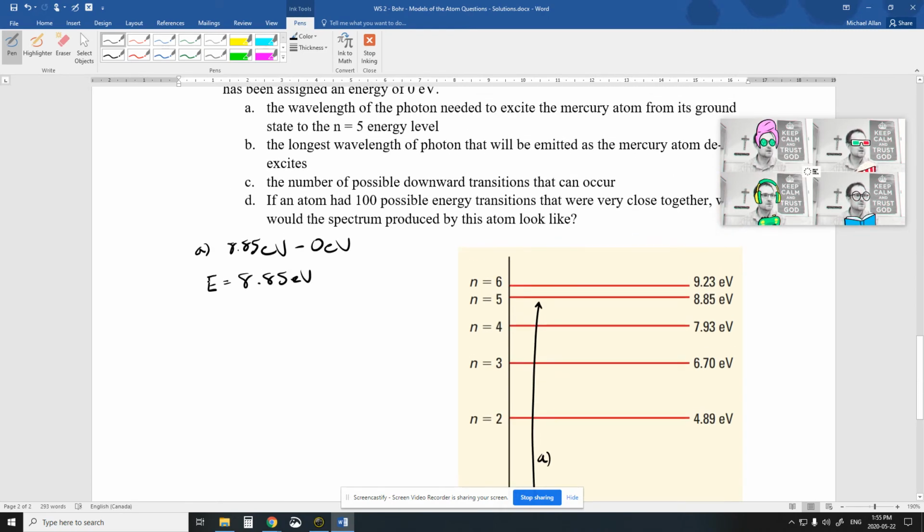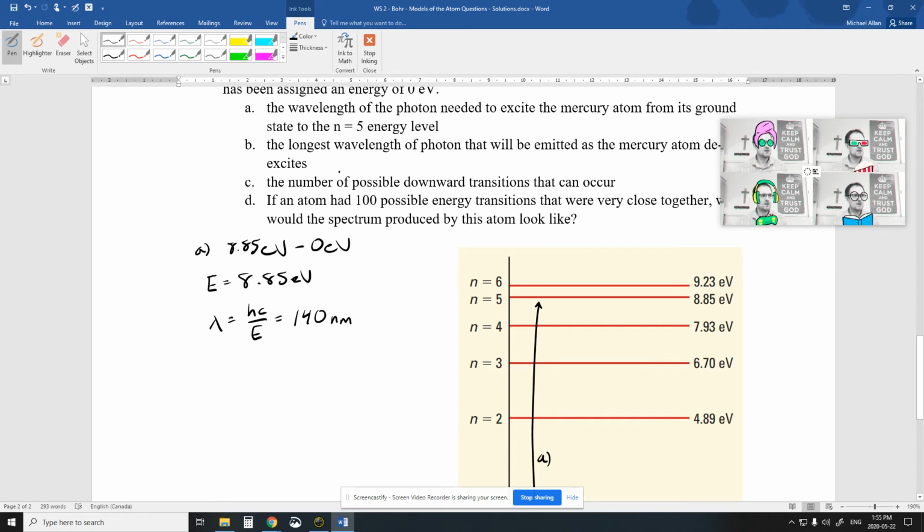What do they want? They want the wavelength. So I'm going to use the hc over lambda formula to do this. It's electron volts. I'm just going to use that number again. It's fun because I can just keep on reusing what's in my calculator here. I get a wavelength of 140 nanometers, which is definitely in the UV range.